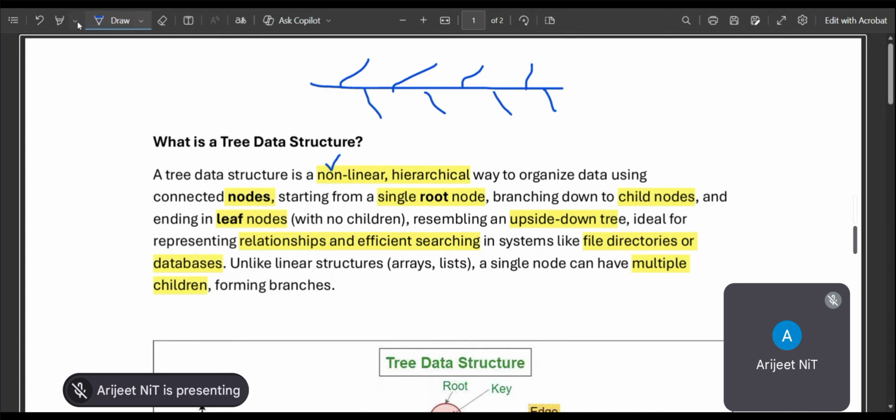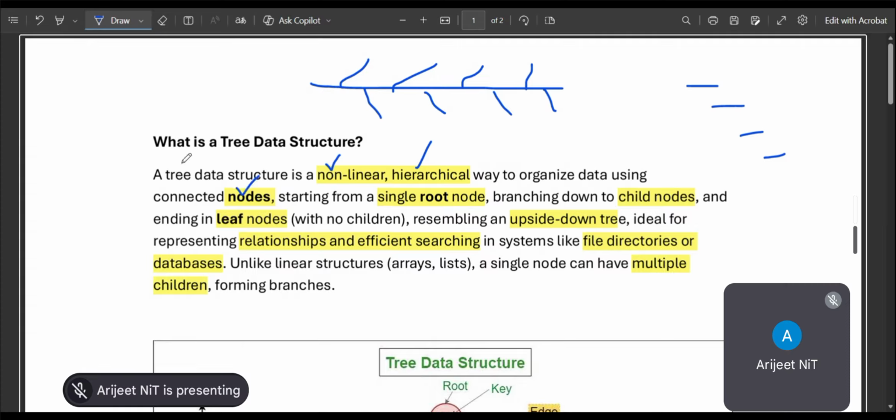And hierarchical. I hope you have played games. Hierarchical basically means level 1, level 2, level 3. So, basically hierarchy, levels. Within a game, it all starts with a tutorial level, level 0, then you go to level 1, then level 2, level 3, and you level up, right? So that is hierarchical. So a tree data structure is a non-linear hierarchical way to organize data using connected nodes.